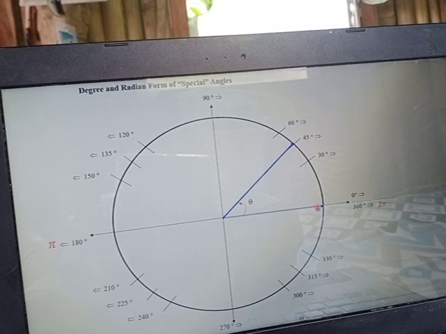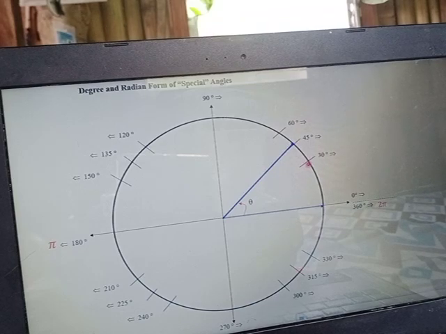3.1416. And then we have here half of 0 and 90, which is the 45 degrees. So we have here, and then we have 135 degrees, 225 degrees, and 315 degrees.